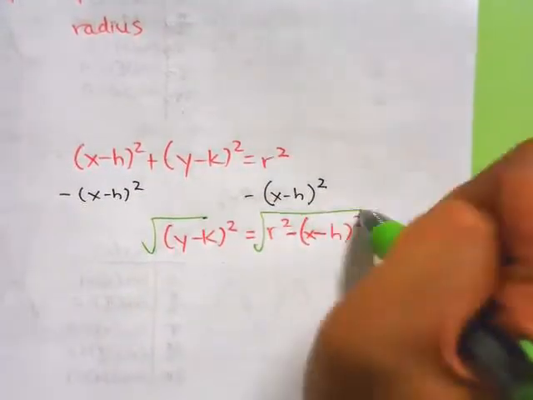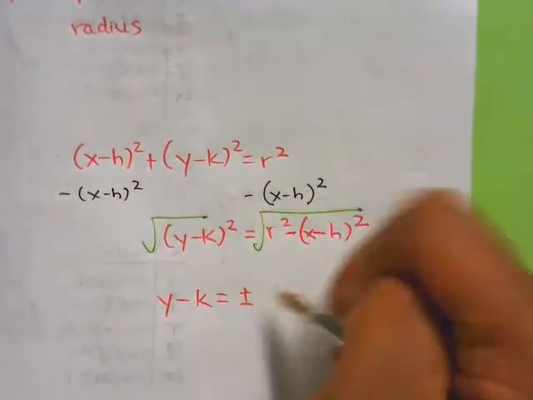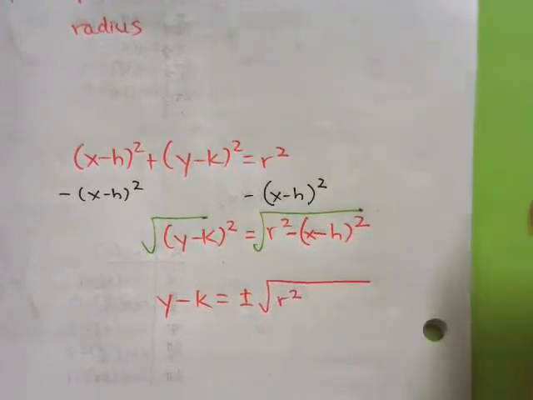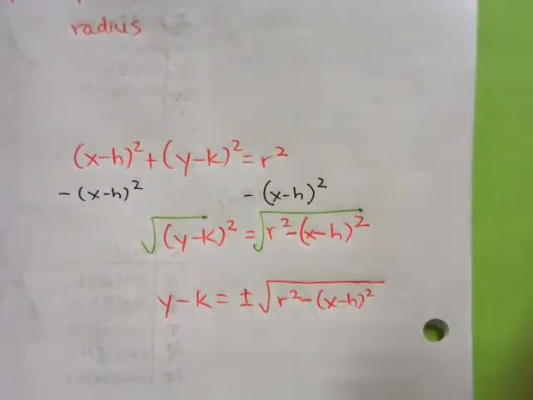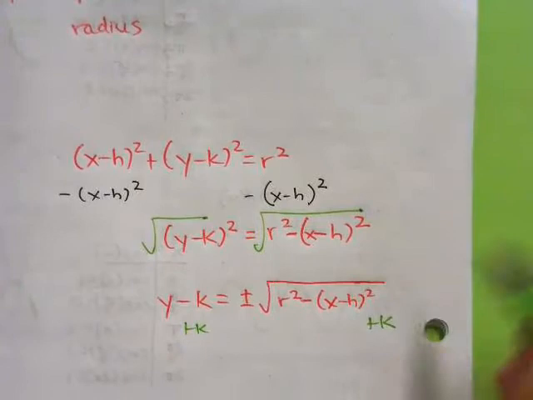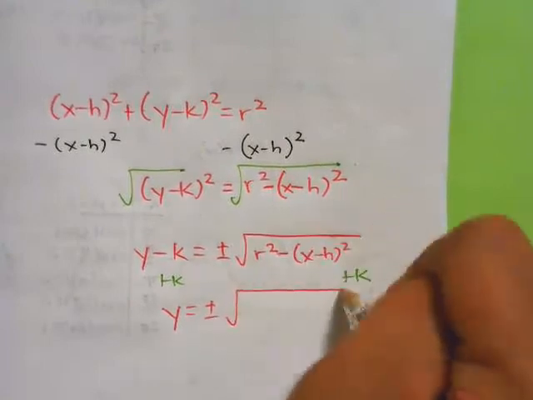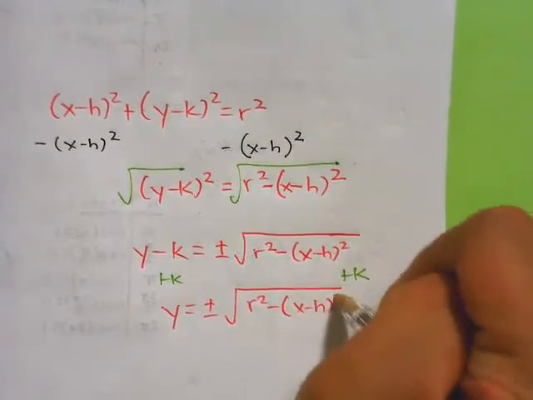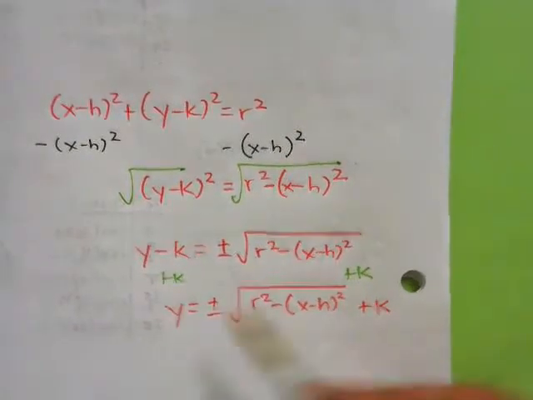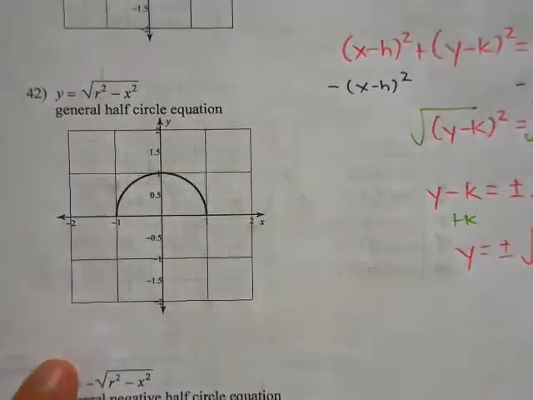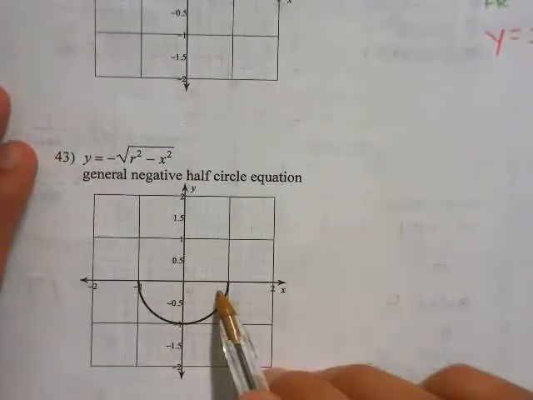From here, we're going to square root. So y minus k is equal to plus or minus the square root of r squared minus (x minus h) squared. This is really your distance formula, really. Square root of r squared minus (x minus h) squared, and then we have that plus k over here. The plus will represent the top half, so that's why you only graph the top half. And if you have a negative in front, then that will be the bottom half.